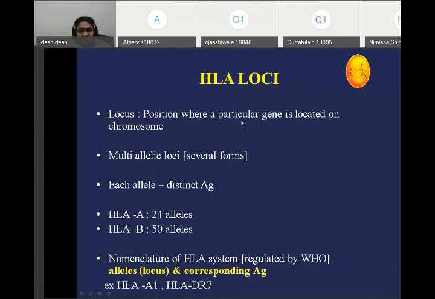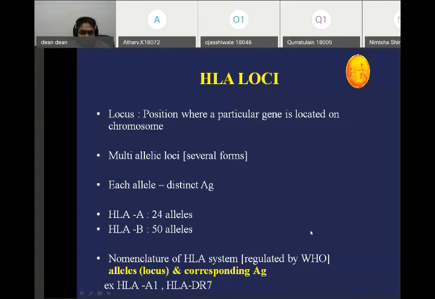The position where a particular gene is located on a chromosome is called a locus, and these genes are present in several alternative forms, called multi-allelic. Each allele will code for a distinct gene. There are 24 alleles at the region HLA-A and 50 at the HLA-B region.